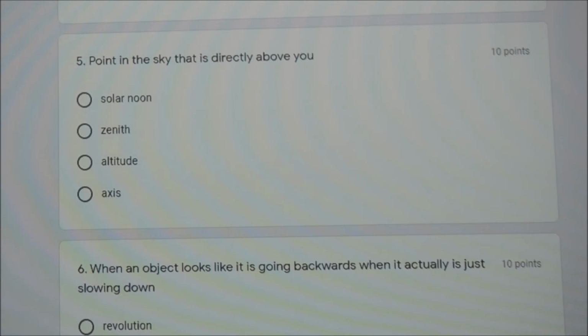Number five. Point in the sky that is directly above you. Is that solar noon, zenith, altitude, or axis? The point in the sky that is directly above you, so 90 degrees above you. Is that solar noon, zenith, altitude, or axis?